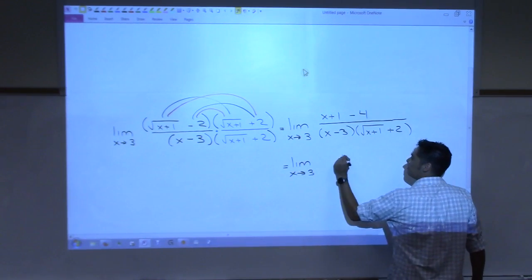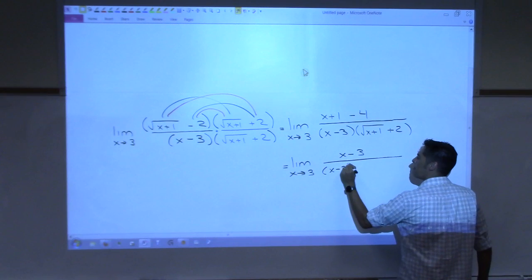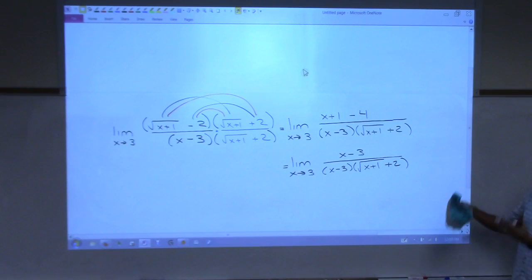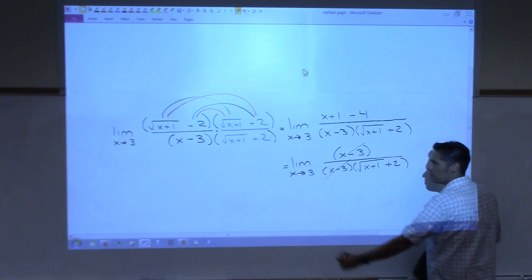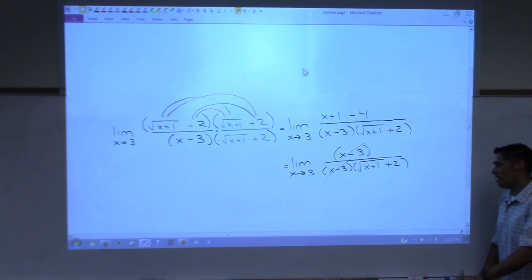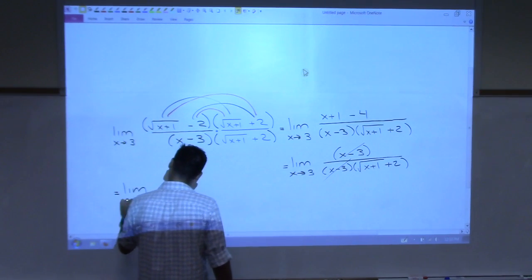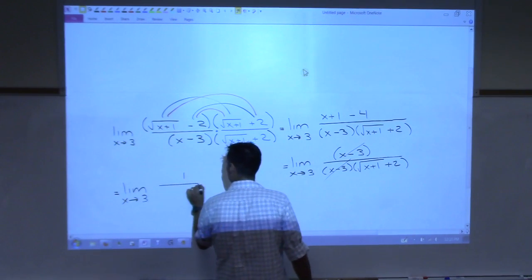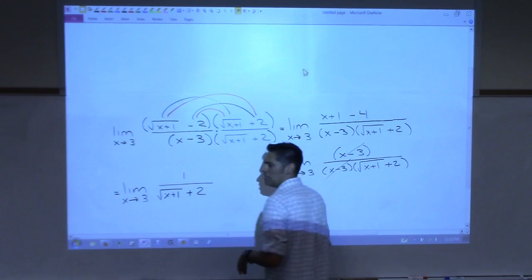All right, what's the numerator? X minus 3. Denominator, I'm just going to leave it like it is. And we get the x minus 3 factors. See, this is an entire chunk. I can just cancel the whole thing with this. I'm going to write the limit one more time because I want to make sure you know what's here still. 1 on top. Bottom: square root of x plus 1, plus 2. I don't need the parentheses around it anymore.